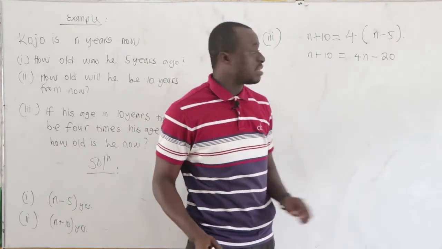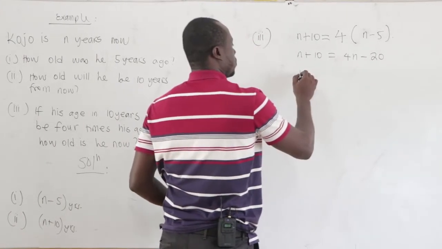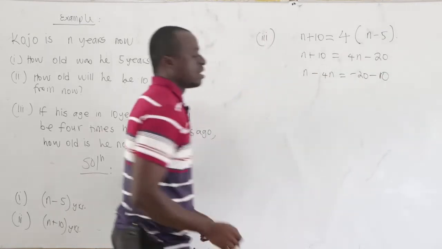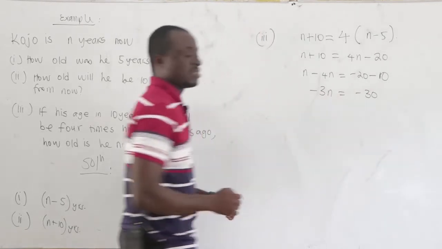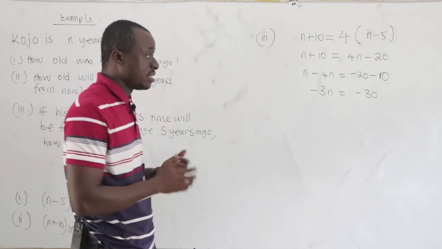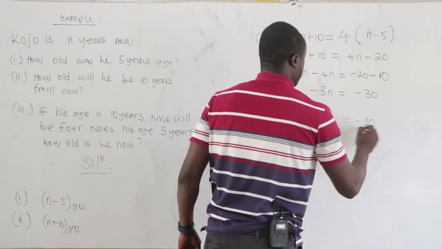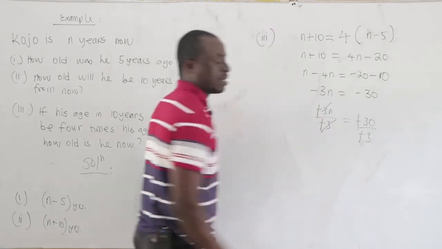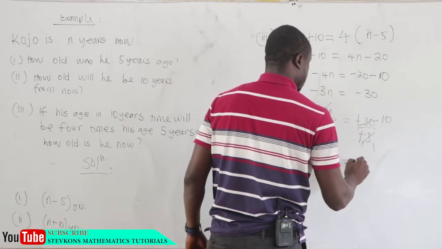4 times 5 gives us 20. We want to find n. Now let's bring the 4n to this side. So we have n minus 4n equal to negative 20 minus 10. n minus 4n gives us negative 3n, and we have negative 30. We divide through by what is multiplying n, which is negative 3. So negative 3n over negative 3 equals negative 30 over negative 3. 3 cancels 3, negative cancels negative, and 3 goes into 30 ten times. Hence, n is 10.